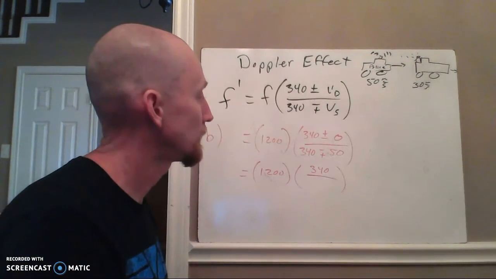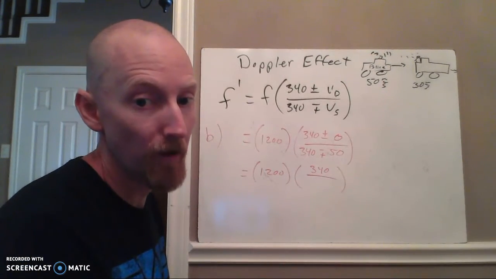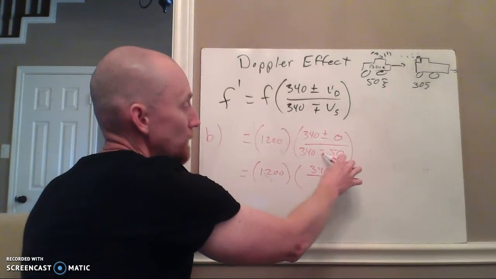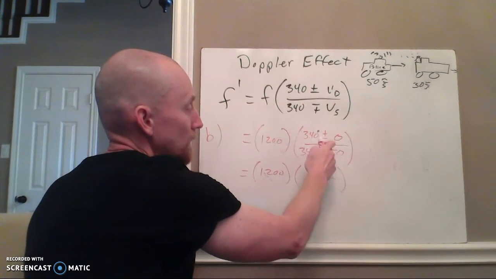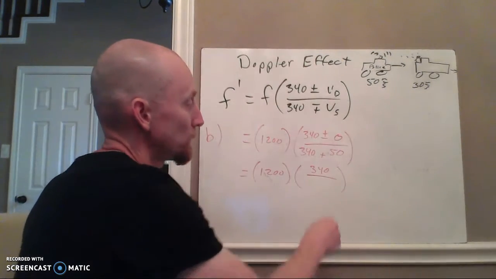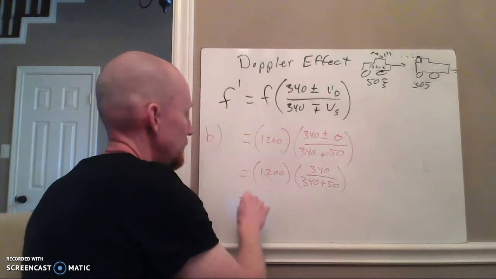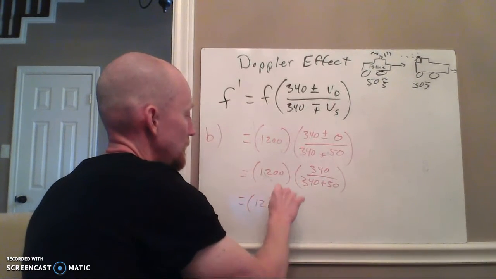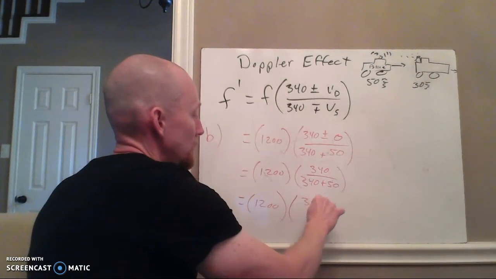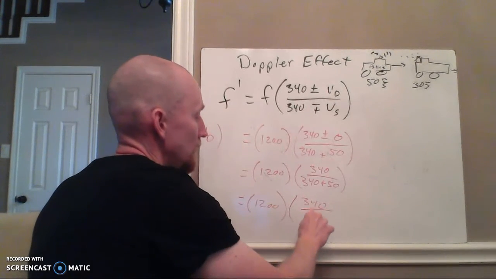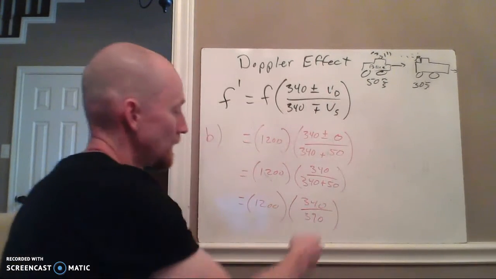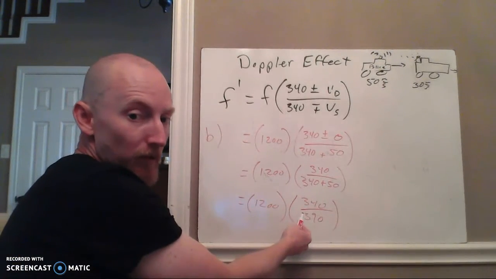Now on the bottom here, now the cop car is moving away. So instead of using the minus sign, we're going to use this plus sign. So it'll be 340 plus 50, 390. So what happens here is now you get a small number.